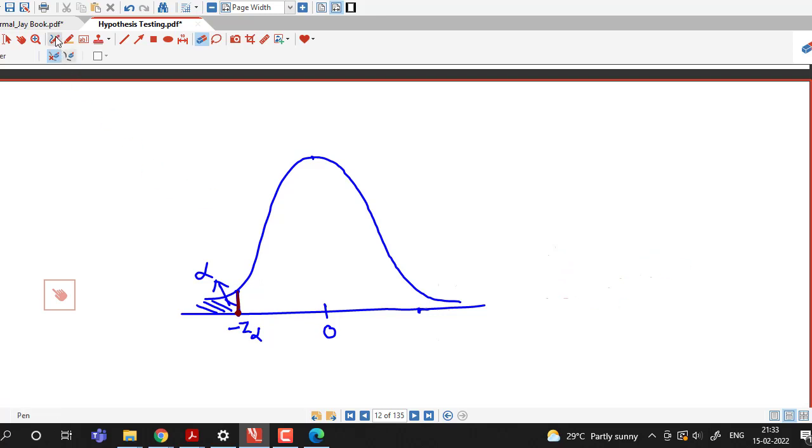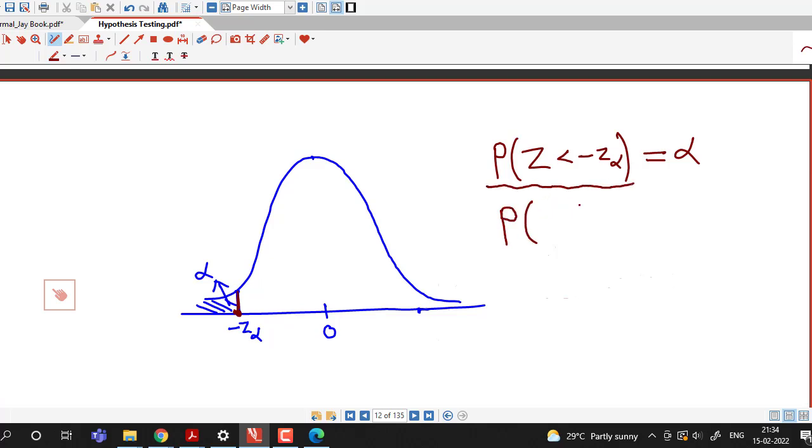So first we have to calculate the value of z alpha or minus z alpha corresponding to this area. For that we use this fact. We know that the probability that Z is less than minus z alpha is this area, which is alpha. Now we are interested in the value of this minus z alpha. So from this we can rewrite this as exactly equal to the probability that Z is greater than z alpha. As I discussed, the area in both the tails is the same.